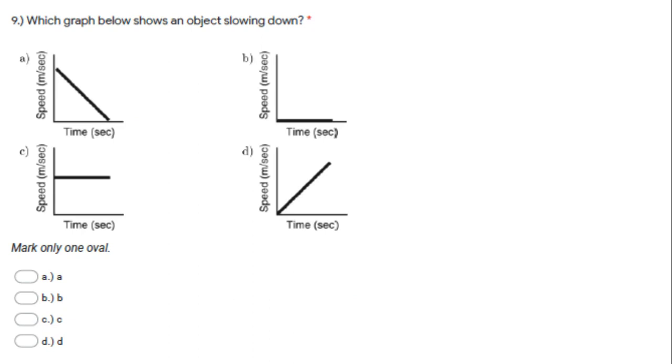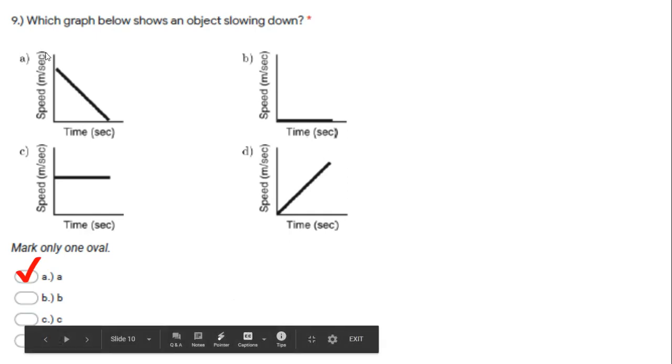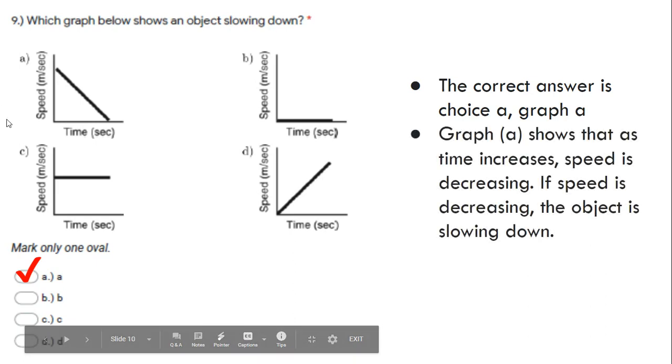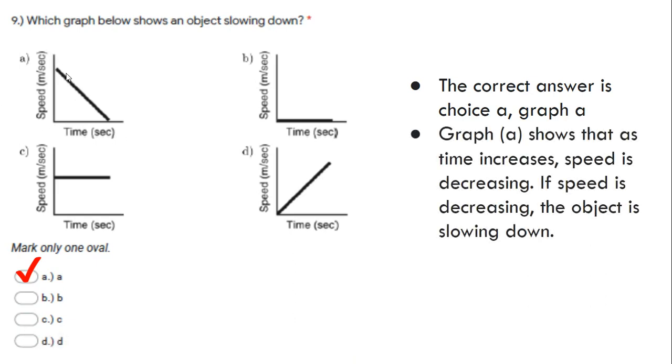All right, question 9. Which graph below shows an object slowing down? Right, the correct answer choice is A, where the line is sloping downwards. So graph A shows that as time is increasing, our speed is decreasing. Time is increasing to the right, so the line is going to keep moving to the right, but our speed is going to go down because we want to show that the object's slowing down. So our correct answer choice is A.